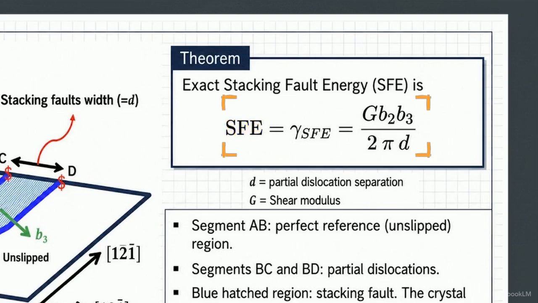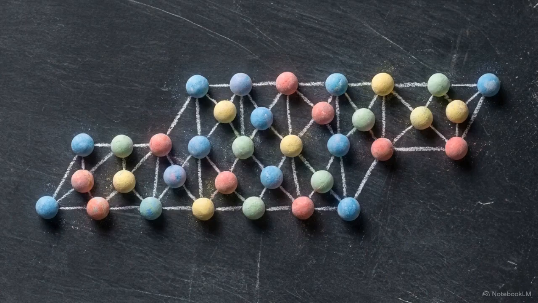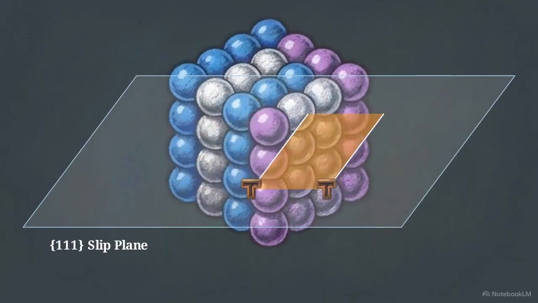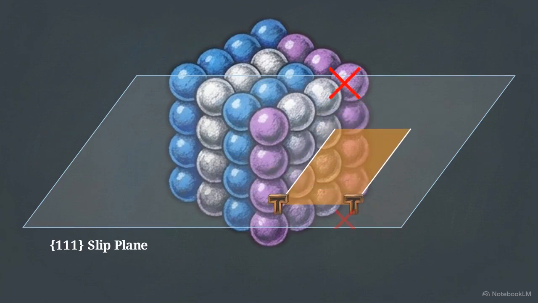The exact relationship is defined by the formula in the theorem box. This formula balances the elastic repulsion of the partials against the surface tension of the fault. Note that the separation distance, d, is inversely proportional to the SFE of the material. This width becomes a primary factor in the dislocation's ability to move and interact during subsequent deformation. Once a dislocation is extended with a stacking fault, it is rigidly confined to its primary slip plane.